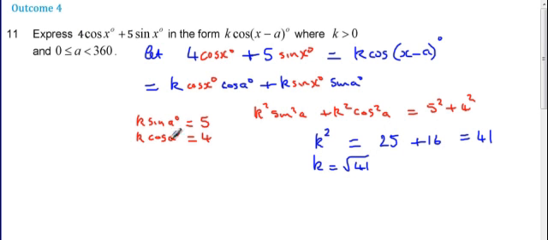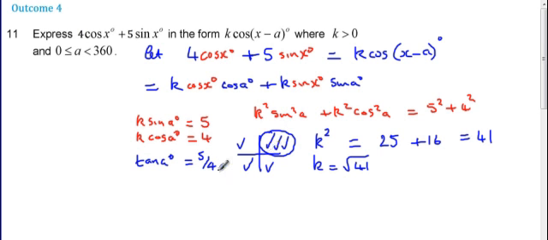To find a, we divide the two equations. Sin over cos is tan. So k sin a over k cos a gives us that tan a is equal to 5 over 4. Looking at these three equations, sin is positive in the first and second quadrants. Cos is positive in the first and the fourth quadrants. Tan is also positive in the first and the third. The angle we are looking for will be a first quadrant acute angle.